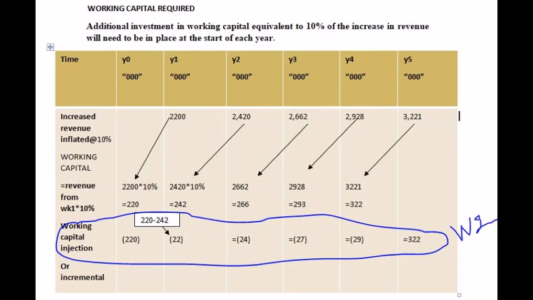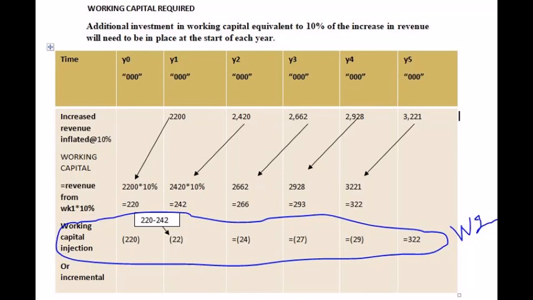When you are getting working capital, that working capital is going to be deducted, as we have seen for the formula of free cash flow, where we take the year 0 minus year 1, where we get 2,220 minus 242, and we get 220. This is for the first year.